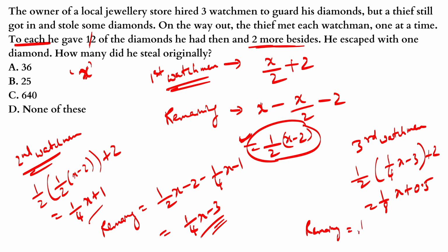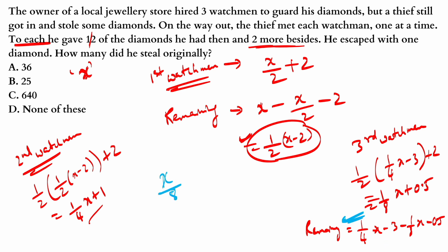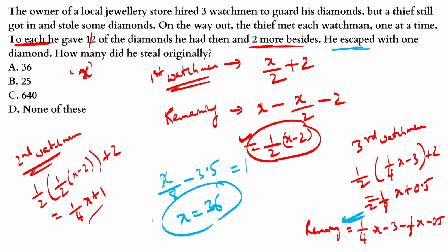He is left with 1 by 4 x minus 3 minus (1 by 8 x plus 0.5), this one minus this one, so this will be equal to x by 8 minus 3.5, and he escaped with one diamond, right? So this will be equal to 1 and x will be equal to 36. So initially he had 36 diamonds. Option A is the answer.